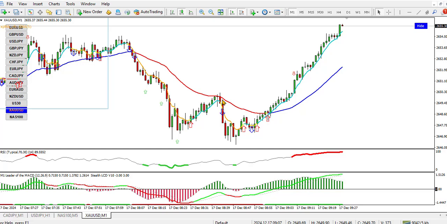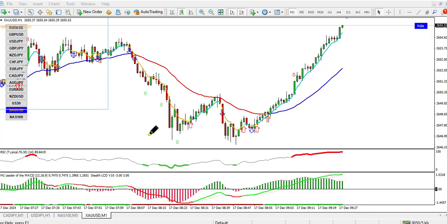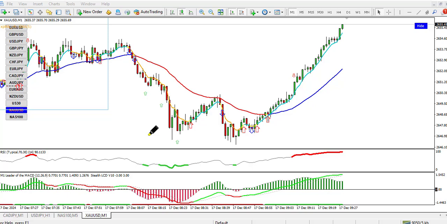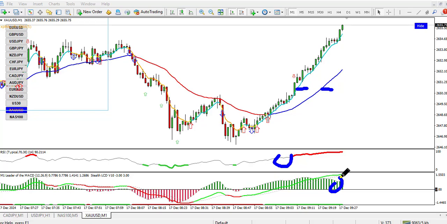Now let us dive into today's strategy. On my chart here, I have a few indicators that I have combined together for this winning strategy. Just follow me closely. I will show you how to use this profitably. On my chart, I have these indicators here. This is an MA indicator. This is the RSI indicator. This is the leader of the MACD indicator, and I did combine other indicators with this.